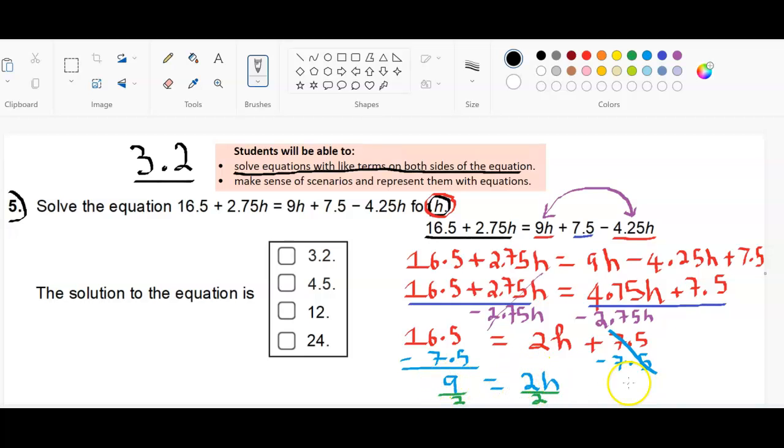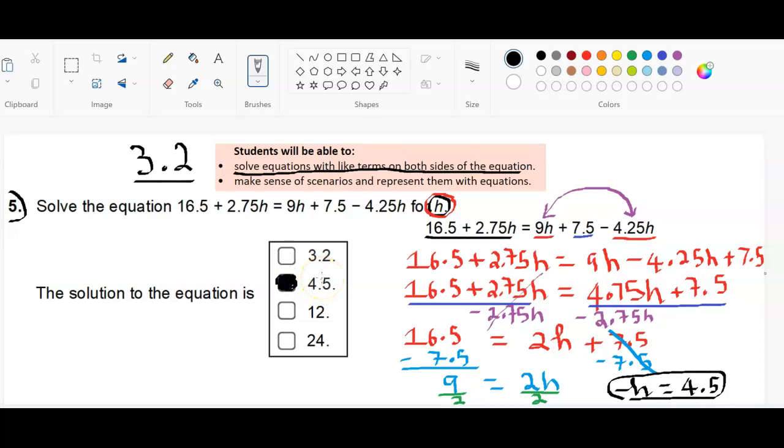And then 9 divided by 2. So I'm going to rewrite h equals over here. 9 divided by 2 is 4.5. So now I can go back to my equation and look at the answer. Number 5 says the solution to the equation is, which one of these 4 choices is the right answer? So the answer is h equals 4.5. So you can go ahead and bubble this in, or you can give it a check right here that shows h is equal to 4.5.